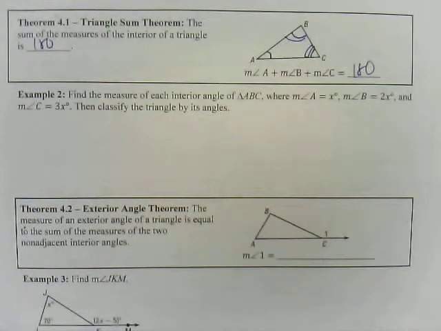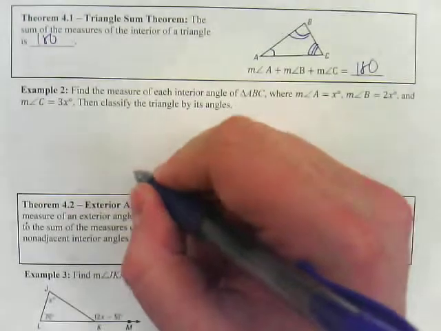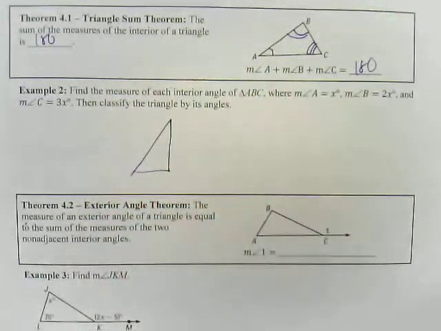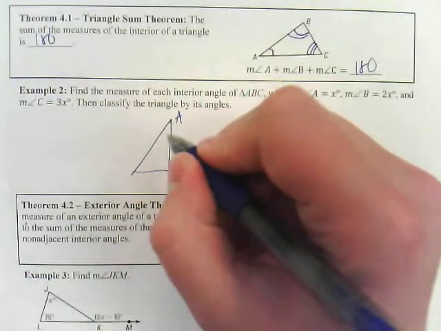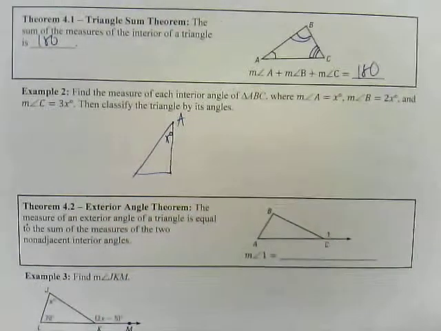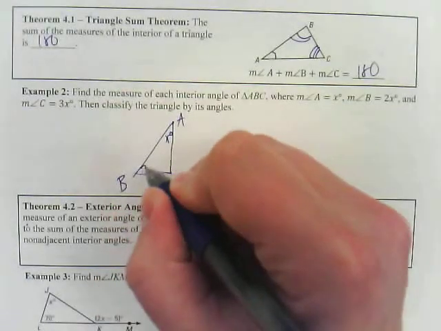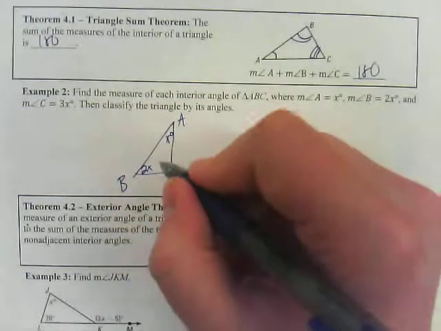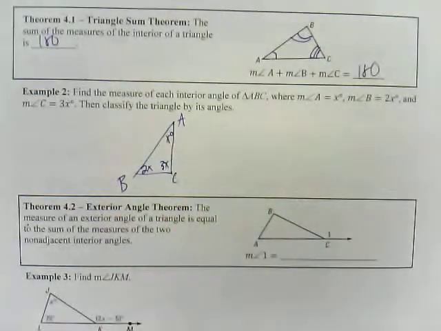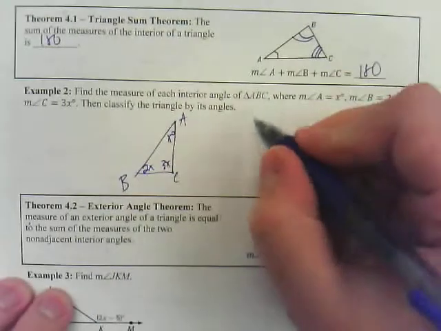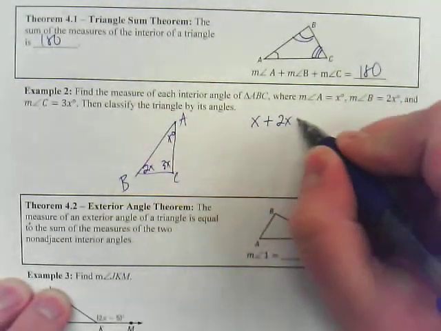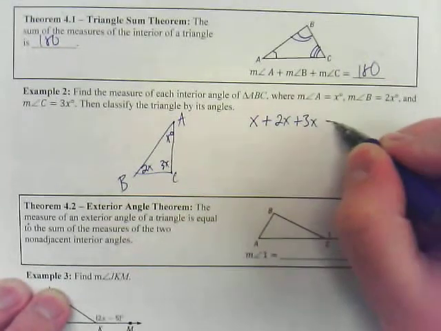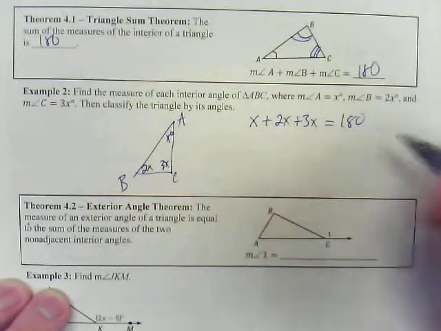In example 2, we're going to use this fact. So if we look at a triangle, and we say angle A, we'll say that's x degrees. Angle B, we'll say is 2x degrees. And angle C is 3x degrees. Well, then we can say that all 3 of those angles added together should equal 180. So if we take angle A, which is x, plus angle B, which is 2x, plus angle C, which is 3x, add all of those together and we should get 180.